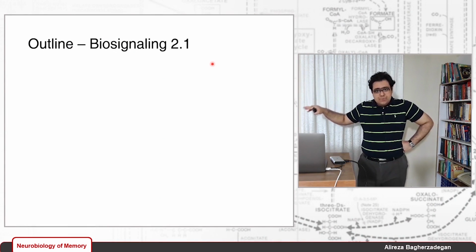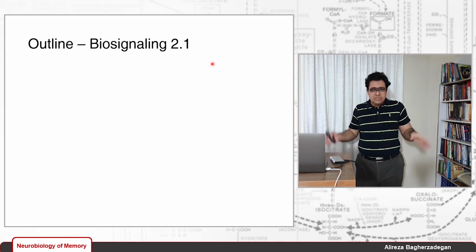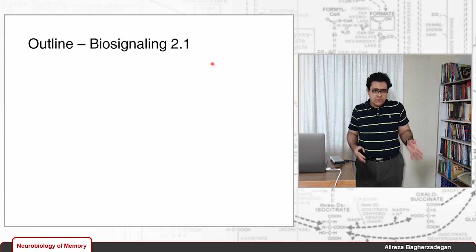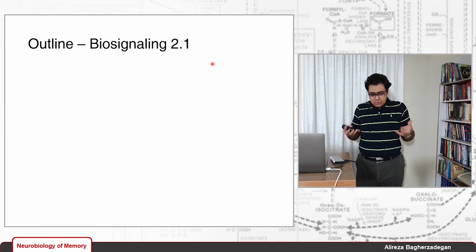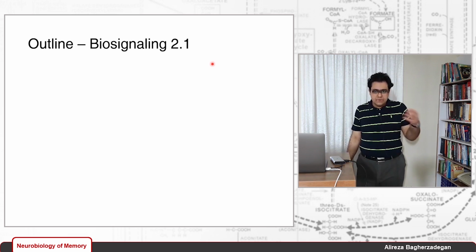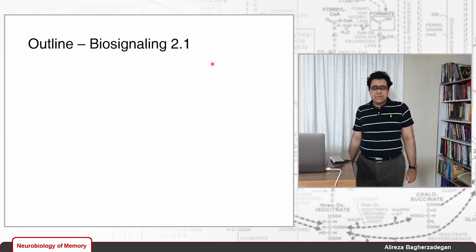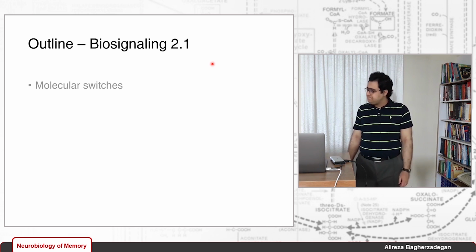Welcome to Biosignaling 2.1. Previously, in Biosignaling 1.1 and 1.2, I explained the principles of biosignaling and cell signaling, of course, at the introductory level. I talked about ligands, messengers, receptors, some basic features of signal transduction pathways, and so on. In this lecture and in the next one, I'm going to talk about some molecular switches.